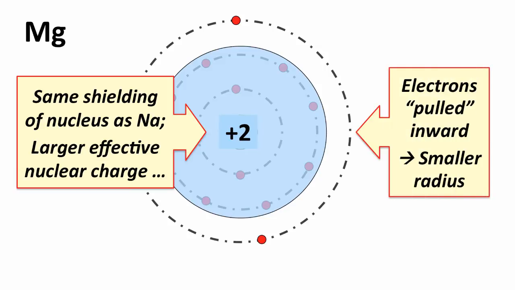And you might guess that if you have a larger effective nuclear charge, it pulls or attracts the electrons in the outer shell more, and therefore, even though there are 2 electrons in the outer shell, they're pulled inward enough that it has a smaller radius. Magnesium has a smaller radius than sodium.